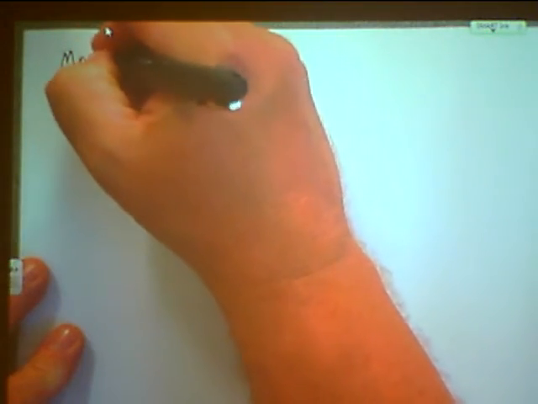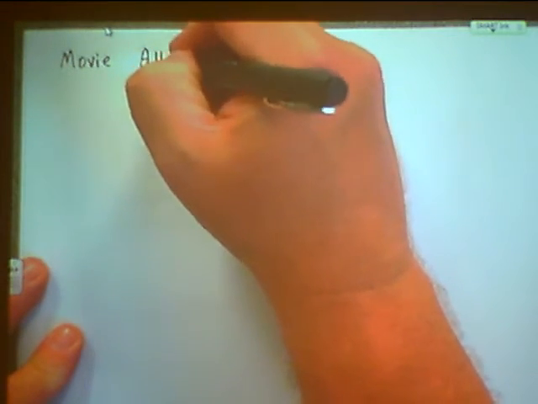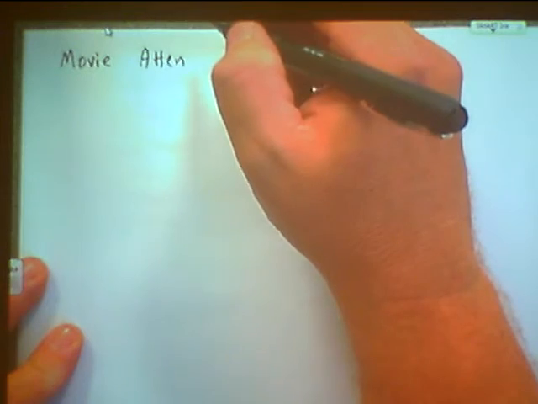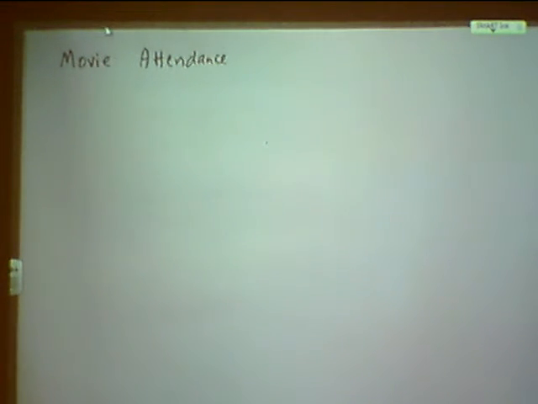So this problem is titled Movie Attendance. Let me write it here and make sure what I'm writing is going to show up on the screen. Once again, we have children and adults both attending the movie, and we're asked to find out how many children attended. As always, one of the first things you can do to start working on the story problem is define your variable. And the best way to define the variable is almost always to answer the question. For this problem, the question is how many children attended.